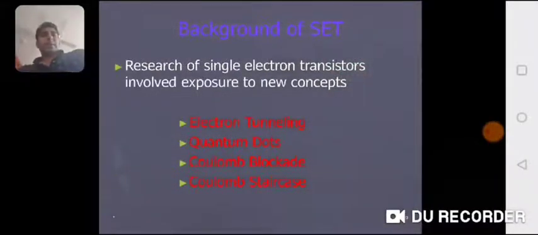Background of SET. Research on single electron transistors involved exposure to new concepts. Number one is electron tunneling. Number two is quantum dots. Number three is Coulomb blockade. Number four is Coulomb staircase.